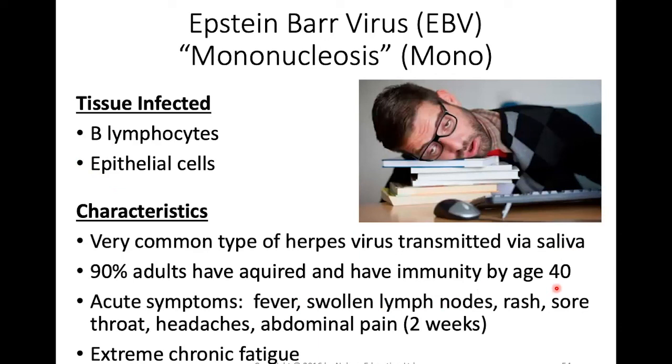Some individuals will have recurrent symptoms that extend beyond the initial acute symptoms. So initially, symptoms would be fever, swollen lymph nodes, rash, sore throat, headaches, and abdominal pains. And those are more or less classic symptoms of any type of viral infection. The one key element here is extreme chronic fatigue, where individuals are unable to get out of bed. And sometimes individuals can then have relapses where that infection impacts them later on in life as well.